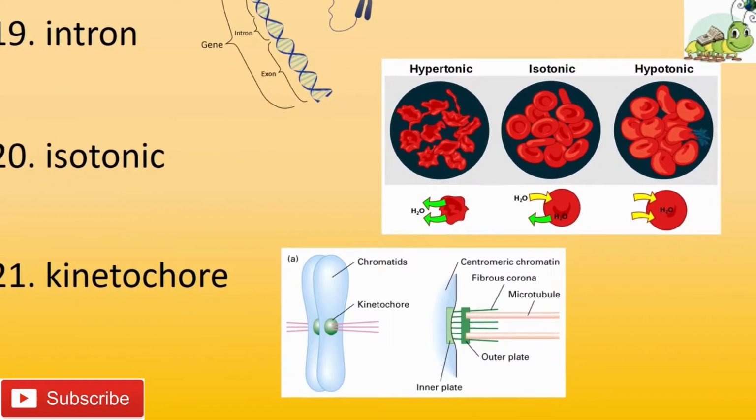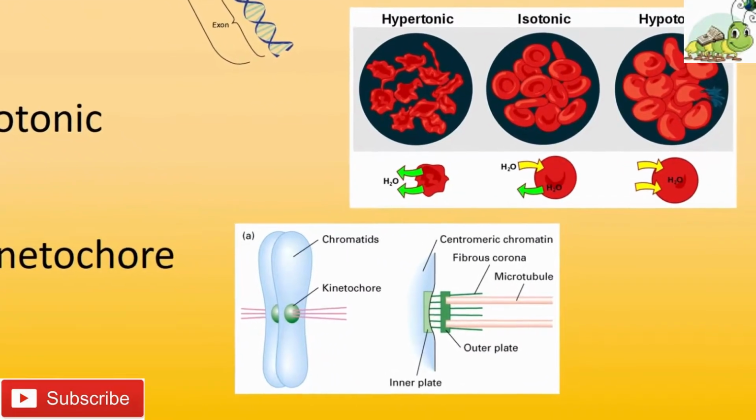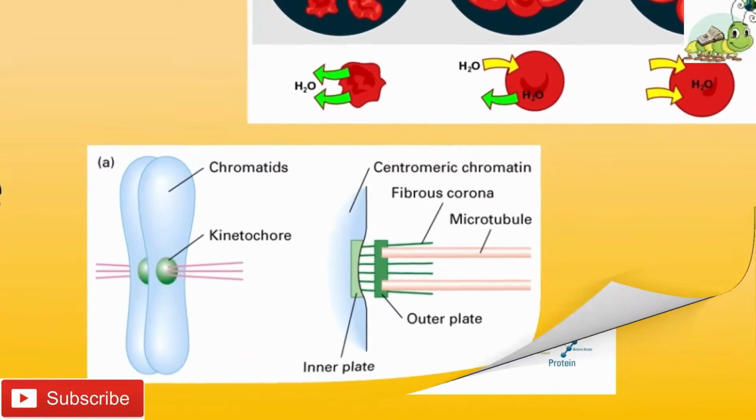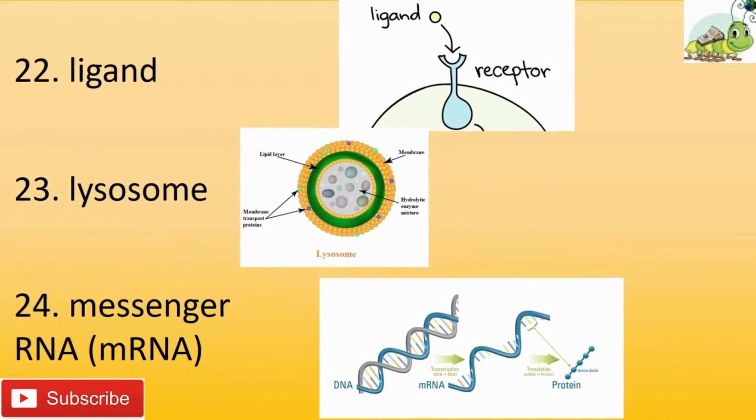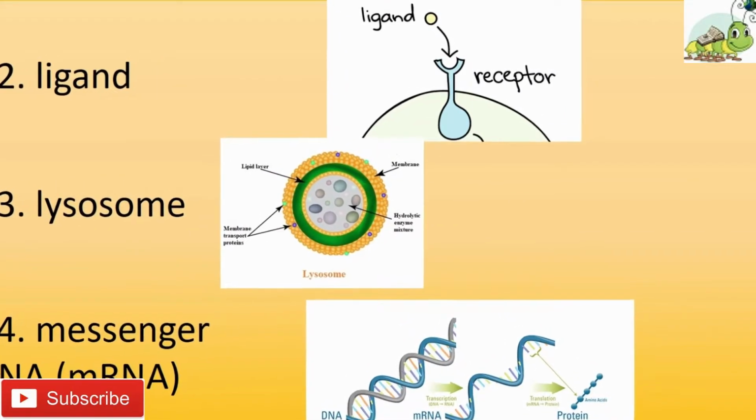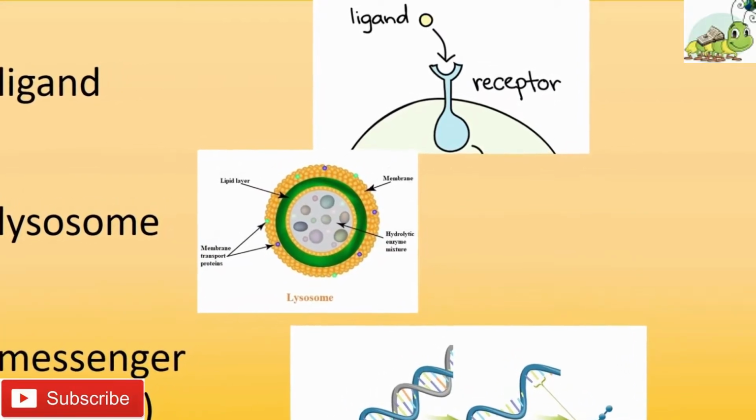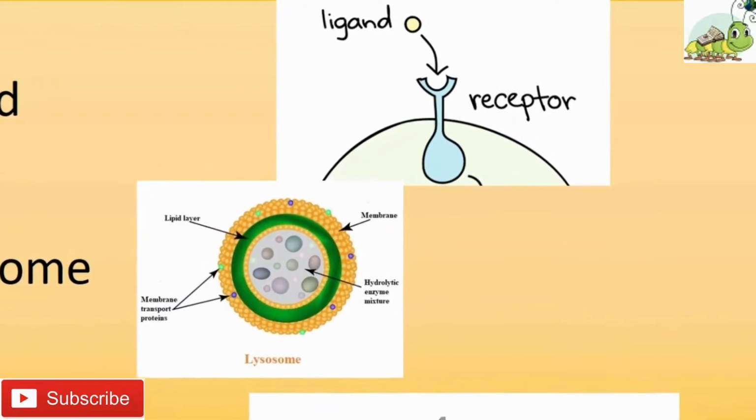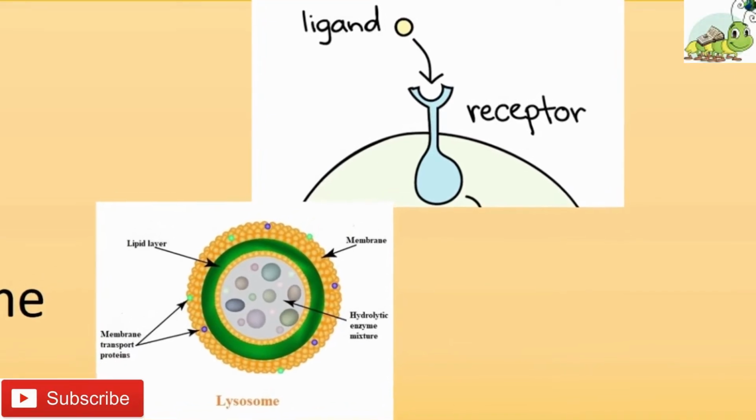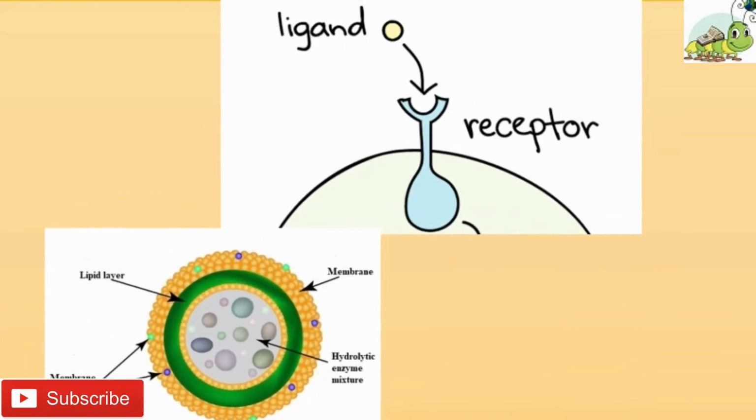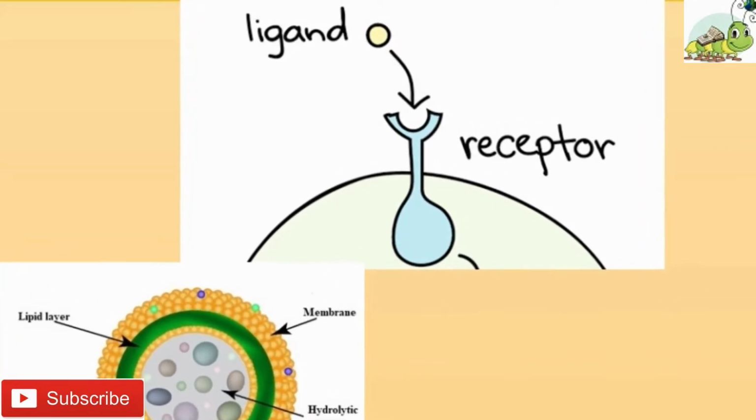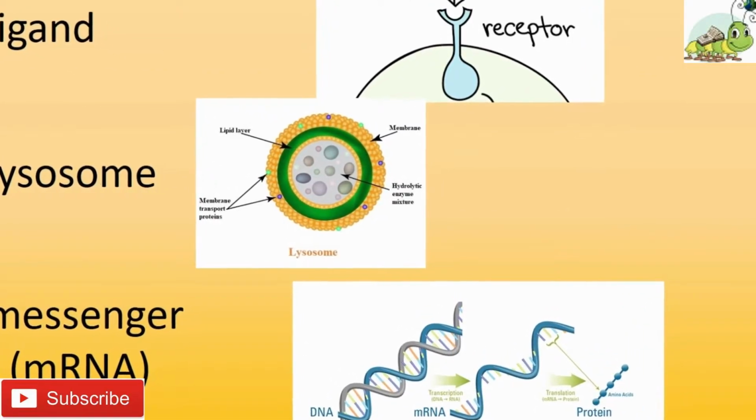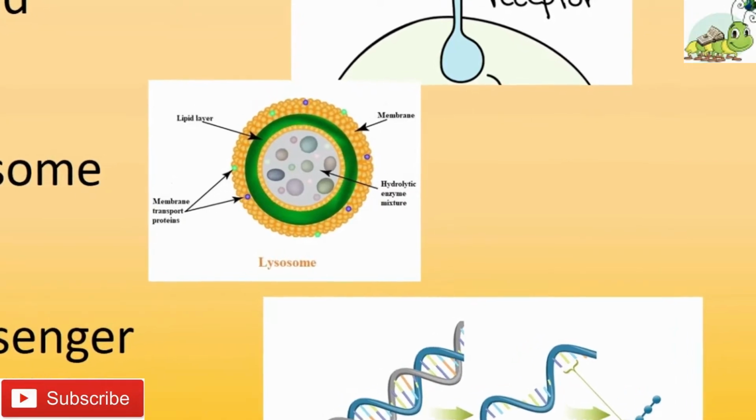21. Kinetochore. The region of a centromere where microtubules attach to a pair of sister chromatids. Point number 22. The ligand. Molecule that binds with specificity to a specific receptor molecule. The ligand-gated receptor, ligand-gated channel. It's called the ligand, the molecule that binds with specificity to a receptor molecule. 23. The lysosome. The membrane-bound cellular organelle originating from the Golgi apparatus and containing digestive enzymes.